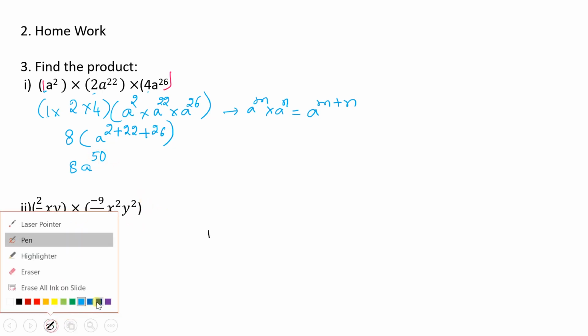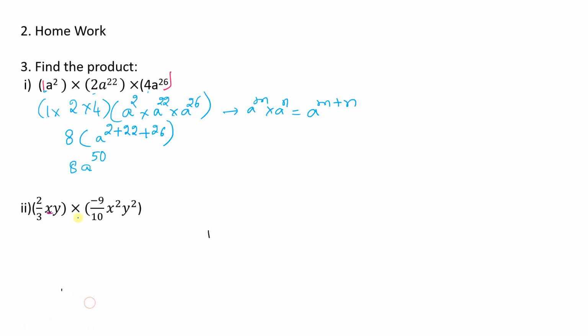Next. Here also you need to multiply their coefficients. That is 2 by 3 into minus 9 by 10. These are the numerical coefficients.